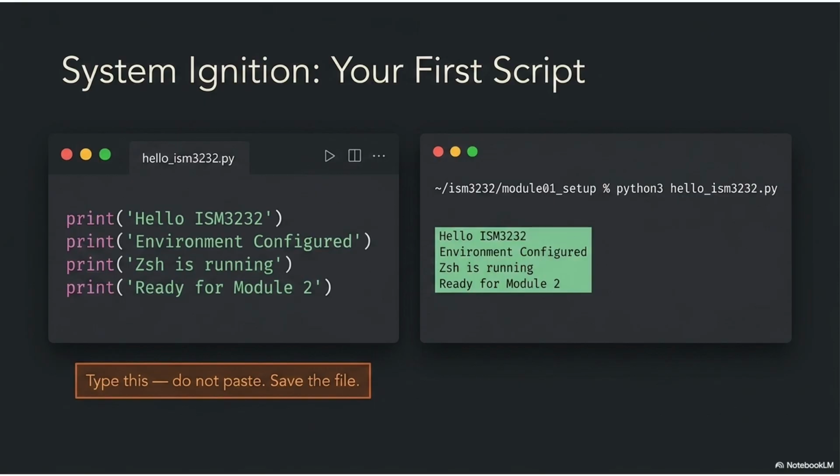Typing builds muscle memory and ensures you notice any syntax requirements. Save with Command S or Control S. Run python3 hello_ism3232.py. If all 4 lines print in the terminal without errors, your execution engine is verified. The correct output matches exactly. Hello ISM3232, environment confirmed, zsh is running, ready for module 2.